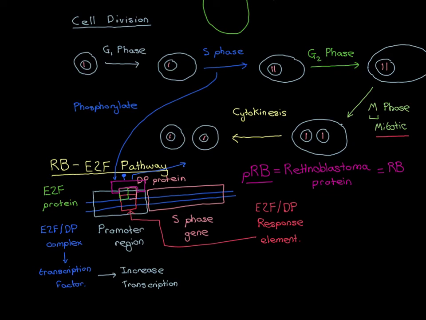And that's the story. That is the retinoblastoma E2F pathway, and E2F is considered the more important member of the E2F DP complex, which is why this isn't called the retinoblastoma E2F/DP pathway. Really, it should be called the retinoblastoma E2F/DP pathway, but people just call it the retinoblastoma E2F pathway.